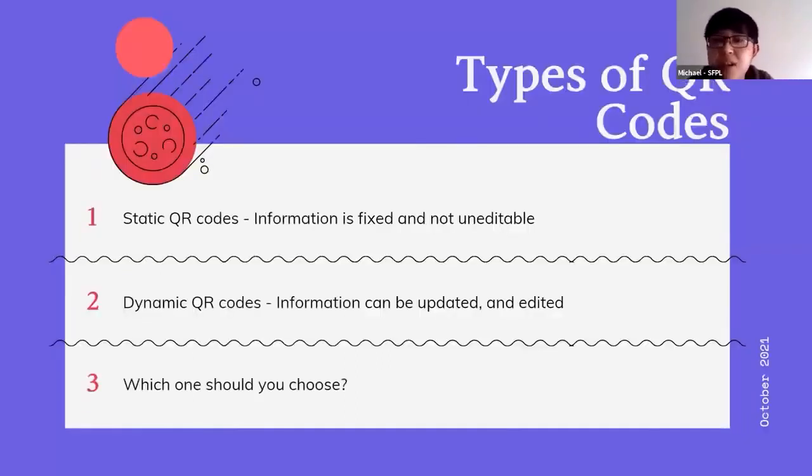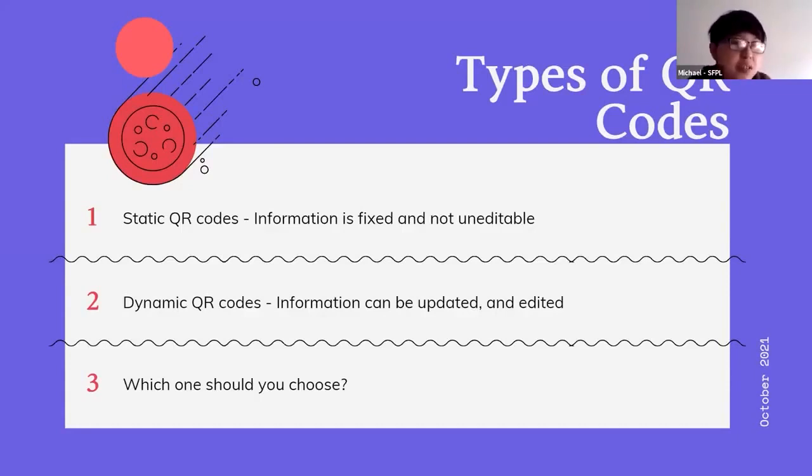So there are different types of QR codes. There's static QR codes and there's dynamic QR codes. With static QR codes, the information is fixed and you can't edit it. But with dynamic QR codes, information can be updated and edited. Usually people use that for marketing purposes, for similar items or services. But if it's just for a one-time thing, then people might use the static QR code.